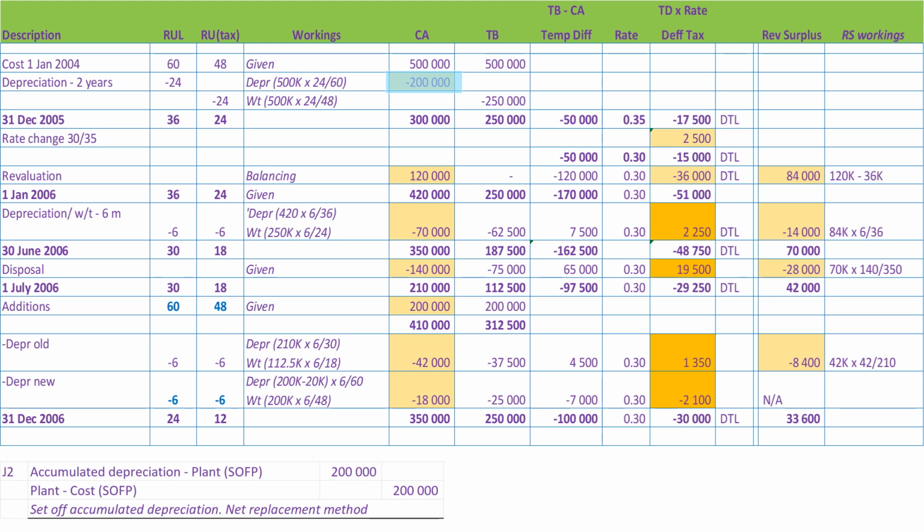Here's a quick recap of the second journal. Due to us using the net replacement value method, we had to clear our accumulated depreciation account. So we had to take whatever balance was sitting in there and simply transfer it to the cost account. The impact on our carrying amount is null because we're simply transferring from accumulated depreciation to cost.